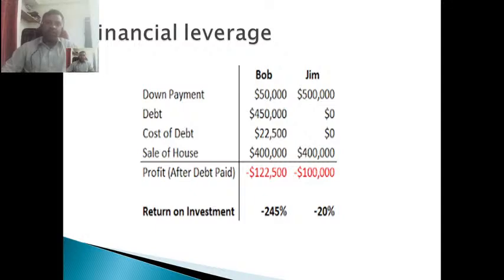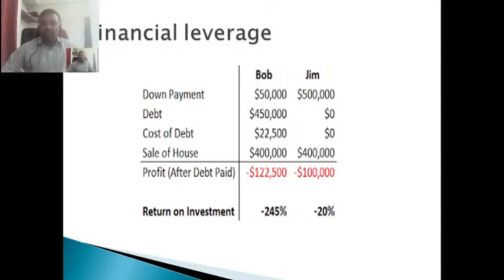Down payment of 50,000 is done by Bob. Jim has contributed the complete fund from his own pocket, that is 5 lakh rupees. Now it is about debt. Since Bob has contributed 50,000 from his own pocket, the remaining 50,000 is taken as debt from, say, a bank. But Jim has already contributed 5 lakh from his own pocket, so he doesn't have to take any debt. Again, the down payment is your own contribution; you can even consider it as equity. Cost of capital is whatever interest he is paying; here they have considered 5% interest, so that is going to be 22,500 rupees.